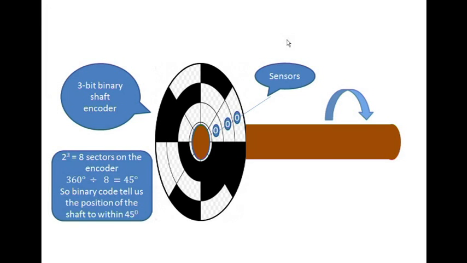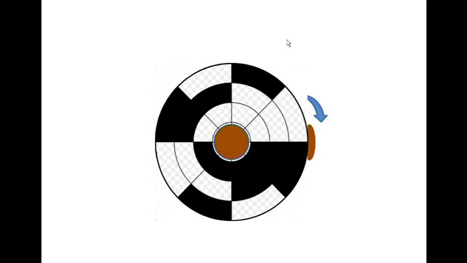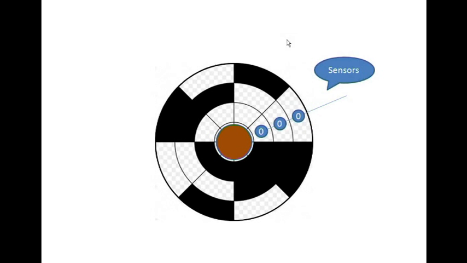Because there are 3 bits, there are 8 sectors on this shaft encoder. That means that these sensors can detect the position of the shaft to within 45 degrees of the original position. Let's now look at this shaft encoder face head on. So we'll rotate it, and now we want to record the values of these sensors as this shaft makes 1 revolution.